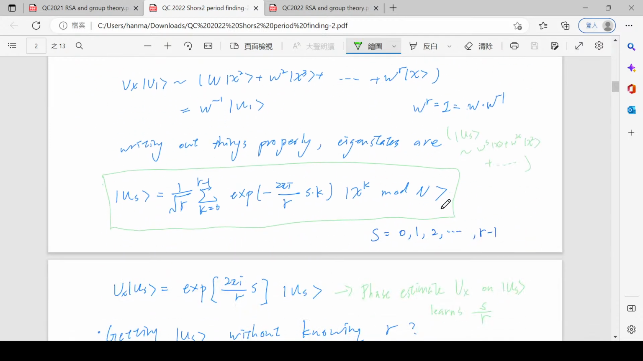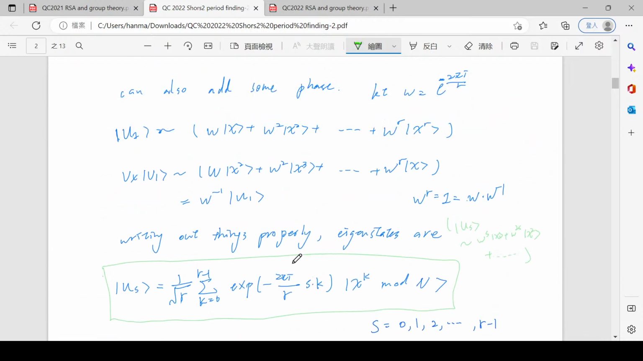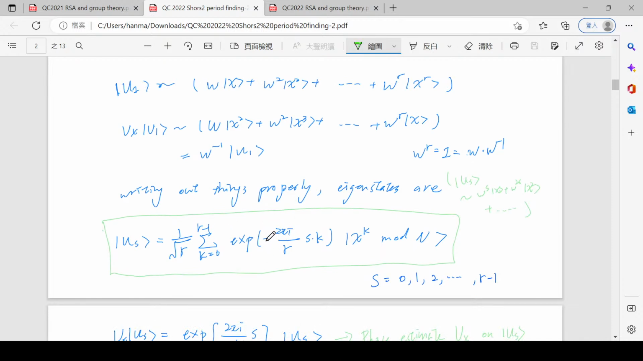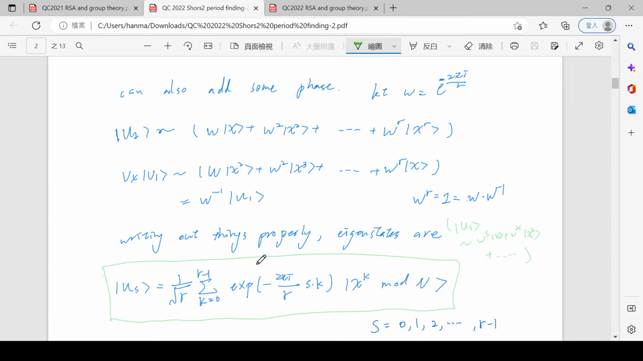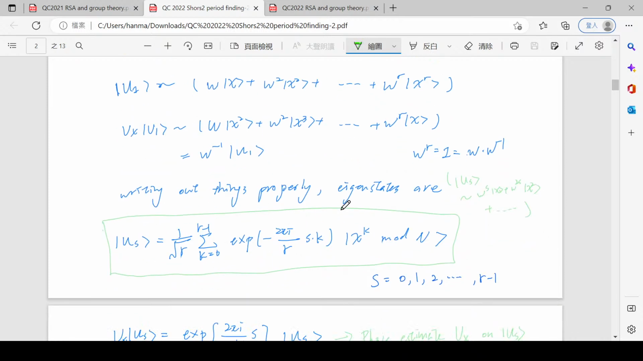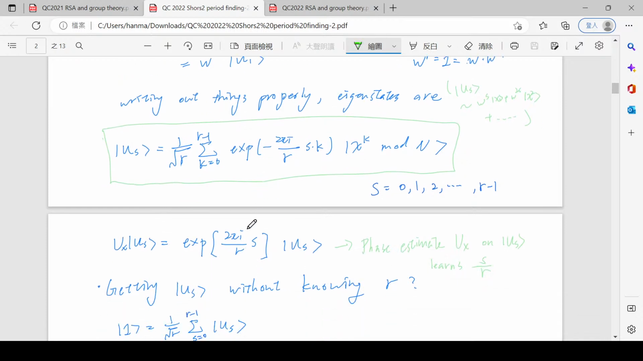In short notation, you sum over all the x to the k power, where k is from 0 to r, and then you have this phase e to the minus 2 pi i over r. We call this omega. This is the r-th root of 1. Then you raise it to the s times k power, where s is a subscript that determines different eigenvalues for different eigenvectors.